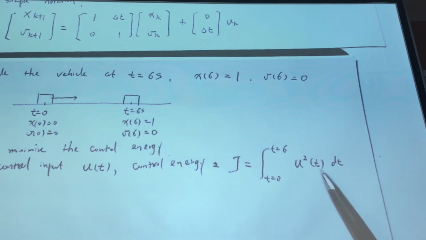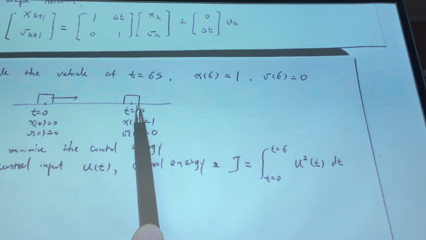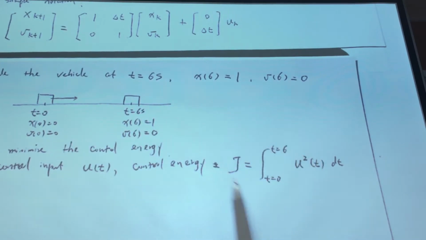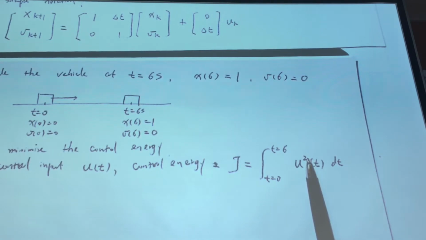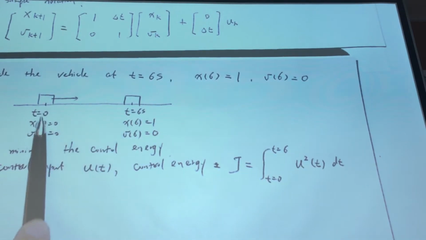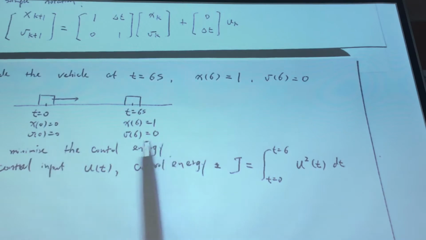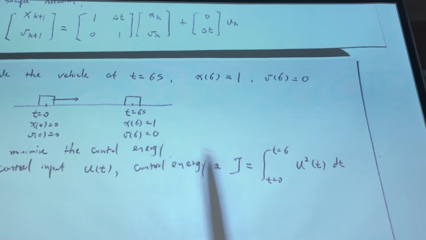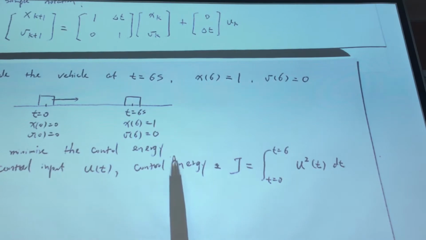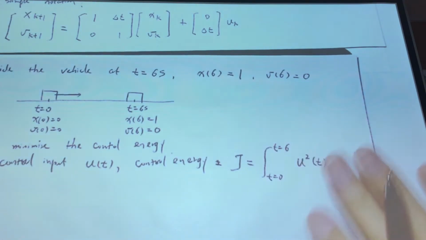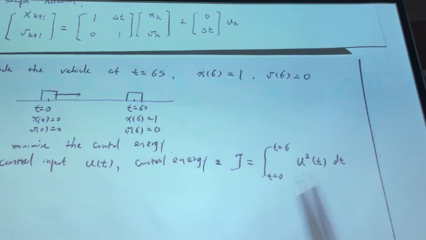Now certainly we don't know what the control input is, but we just know our objective. We want to determine a set of control inputs so that we can control the vehicle from x equal to 0 to x6 equal to 1, and we also want to minimize our control energy. Now the function is an analog function, so we also have to discretize this function.